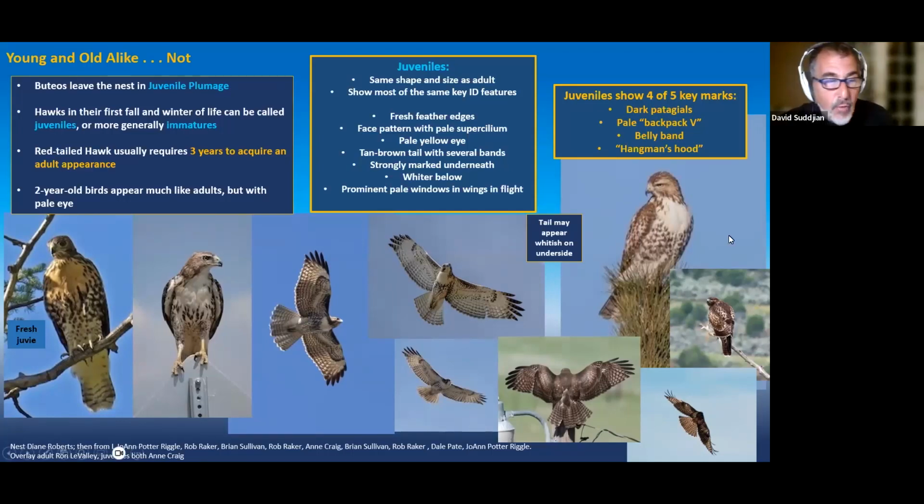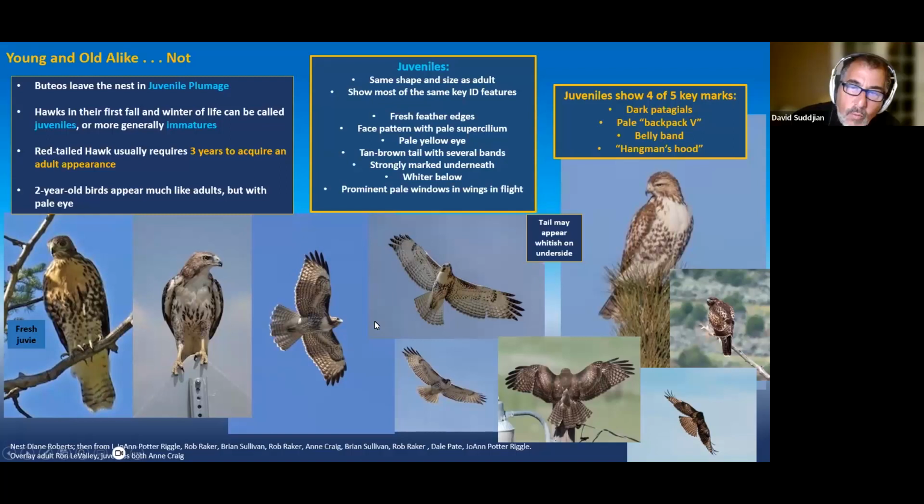Juvenile red tails have a more pronounced face pattern than the adults. They often will have a supercilium if you get a decent view. Sometimes it's a little more obscure, but that pale line over the eye, or the eyebrow. And they have a pale yellow eye. So it's very whitish yellow on first year birds, and then second year birds, a little richer yellow, trending towards that reddish and darker brown as birds get older. And notice that these young red-tailed hawks are more strongly marked below than the adults.